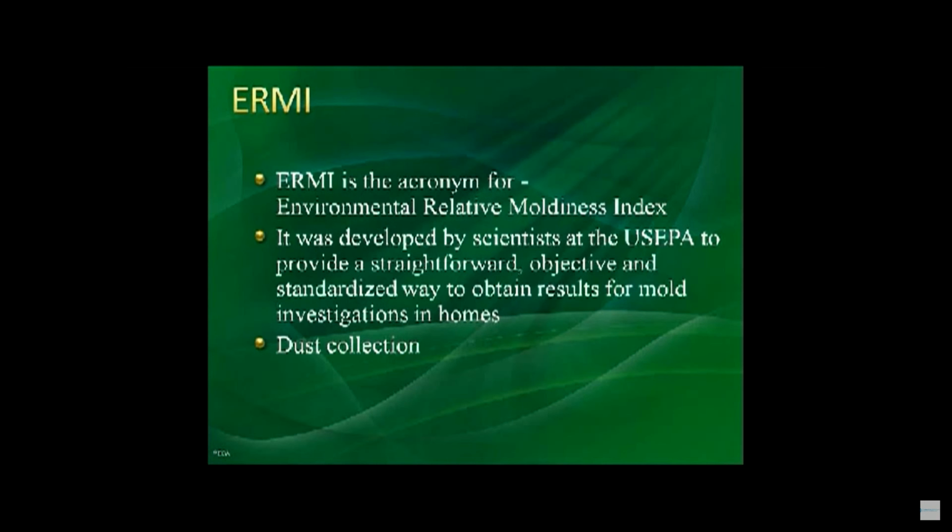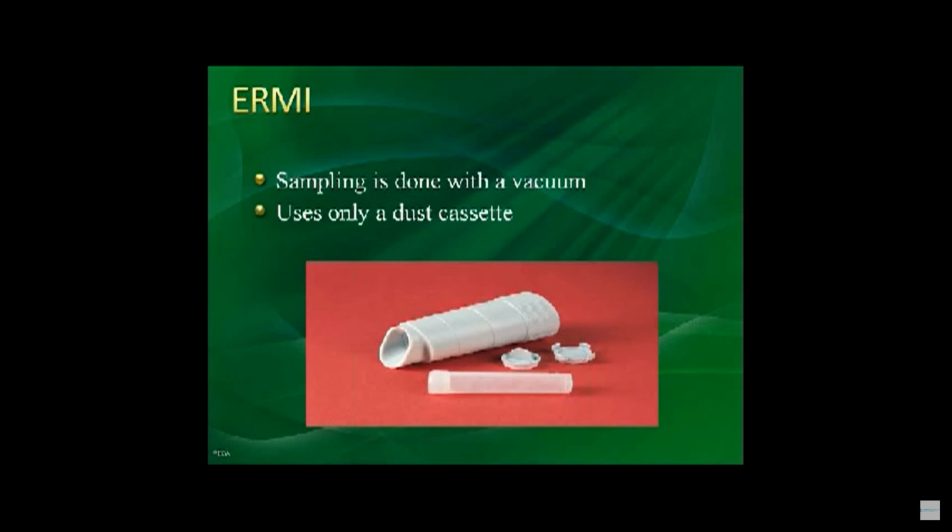New testing methods that are out there, the EPA has one called the ERMI, which is the Environmental Relative Moldiness Index. It's very expensive to do. Lab fees usually run about $150 to $200, but it's a dust collection. Simply using a common household vacuum cleaner or a small HEPA vac if you have one, and sampling the dust.